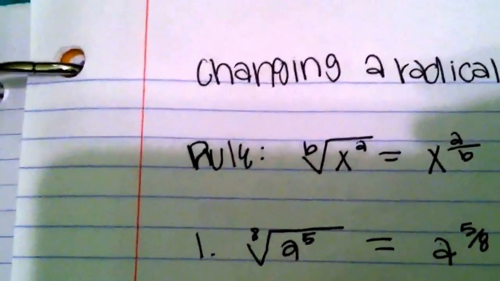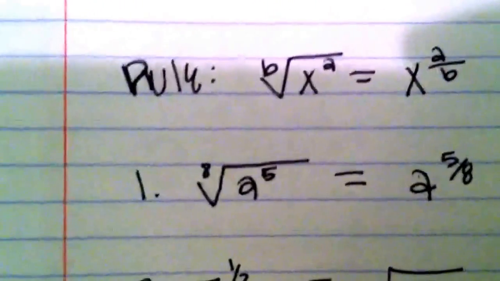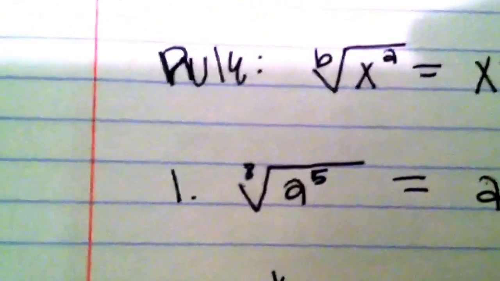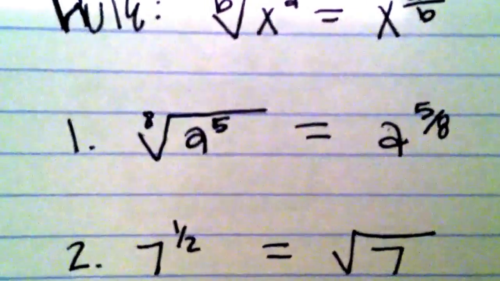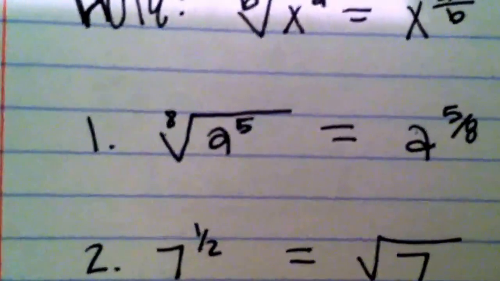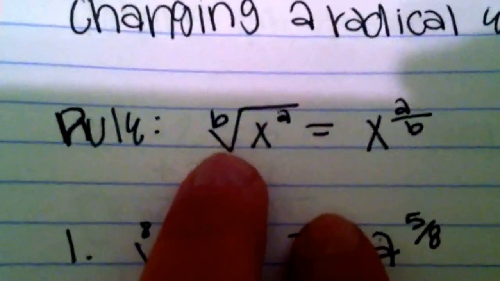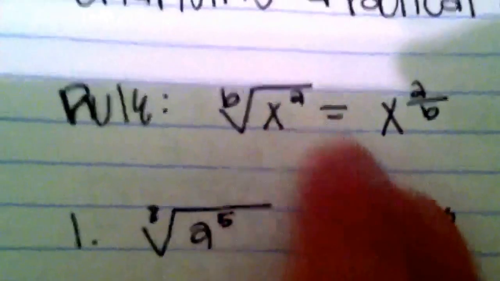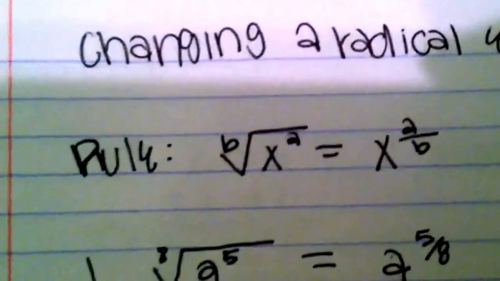Changing a radical expression. It's very simple. The exponent under the radical will be the numerator, and the index is the denominator. So for number 1, you have the 8th root of a to the 5th. 5 would go on top because it's under the radical, and 8 would go on the bottom because it is the index. So your answer would be a to the power of 5 eighths. And you have a rule: the b-th root of x to the power of a equals x to the power of a over b. So that will always be your rule.